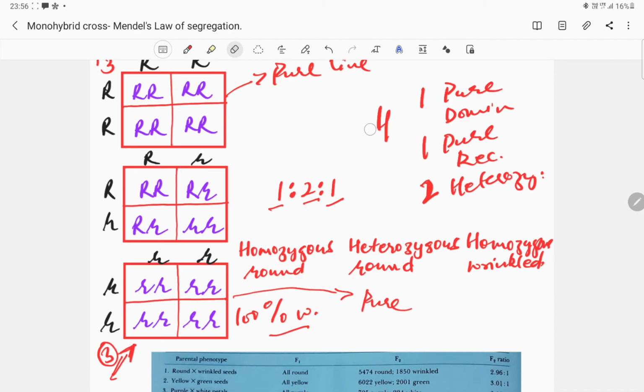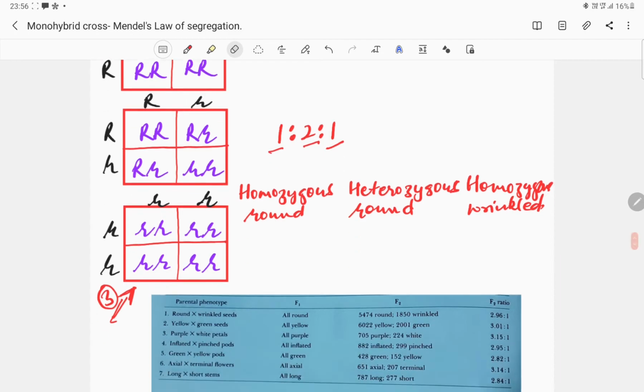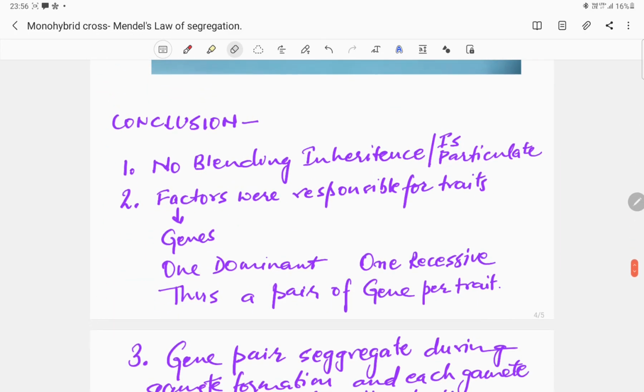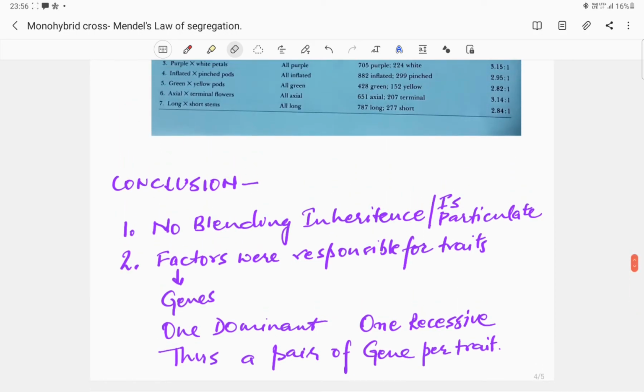So this was the experiment that Mendel performed, and these were the outcomes that we've just seen. Now, let's directly move on to the conclusion, and then we'll look at this particular table. What did Mendel conclude after performing this experiment? He said that the idea of blending is wrong. There is nothing like blending that happens. Inheritance is not blended, it is particulate, or rather, it is carried by certain substances which he called factors.